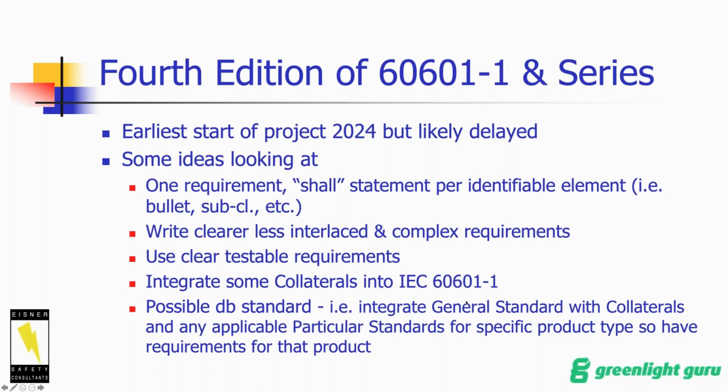Integrate some collaterals into 601-1, like what we have for system requirements that came from the -1-1, etc. Possible database standards. So instead of having 6 or 8 or 10 standards that you're using for your product, say your infusion device, which has however many standards you have to combine together, it's all integrated into one. It'll make it easier to design your product because what takes precedence over what is not always so easy to decide. So that's the concept. The question that I keep bringing up is the small manufacturer. How are they going to afford a database standard over buying separate standards, which has not been resolved.